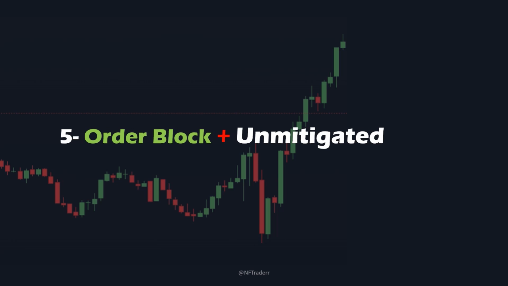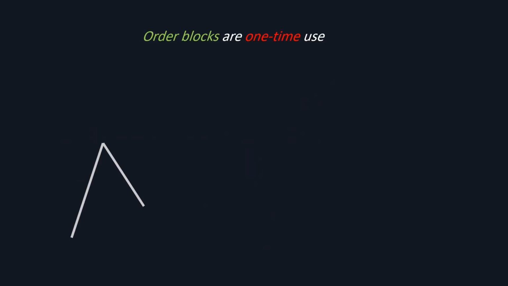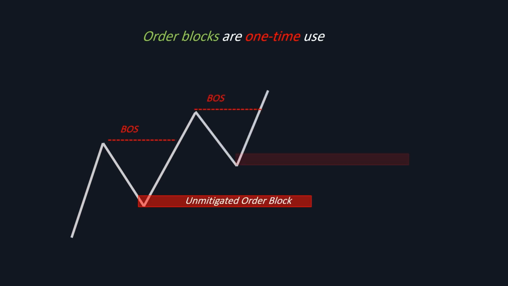Number 5 is unmitigated order blocks. Order blocks are one-time use. Once they've been mitigated, touched by the price, they're no longer considered valid for future trades. We look for trades the first time the price touches the order block zone.